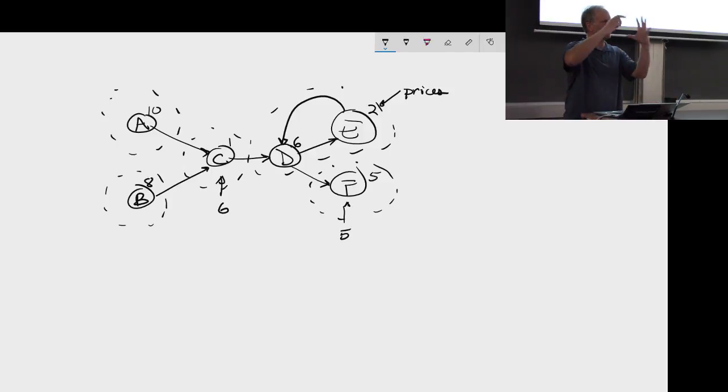Because in a strongly connected component, each vertex is reachable from every other vertex. So they're all going to end up, well, I said the wrong word. What's the price of a meta vertex? How do you determine the price of a meta vertex? And that's the largest price of anything in it. So this new meta vertex DE, we're going to say its price is 6.